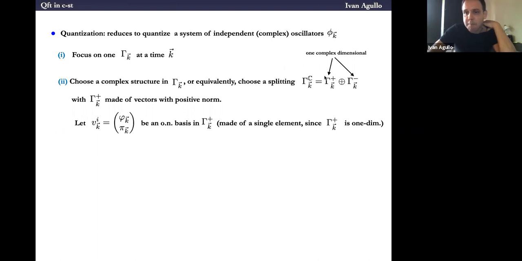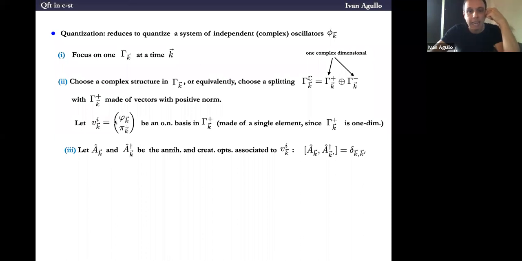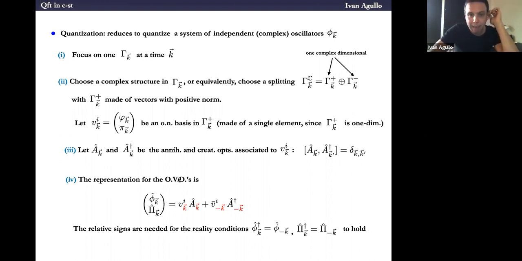Let's now consider a basis inside gamma plus. It's just made of a single element because gamma plus is one complex dimensional. So just choose some complex number for the field and some complex number for the momentum, and make sure you choose it normalized because we need that later. So this is a basis of gamma plus, very simple, just a single element. Let A_K and A dagger K be the annihilation and creation operators associated with this element. Because the element is normalized, they satisfy the algebra of creation and annihilation variables. The representation for the operator-valued distribution is phi of K and pi of K, given by the basis element times A, plus the basis element conjugate times A dagger.